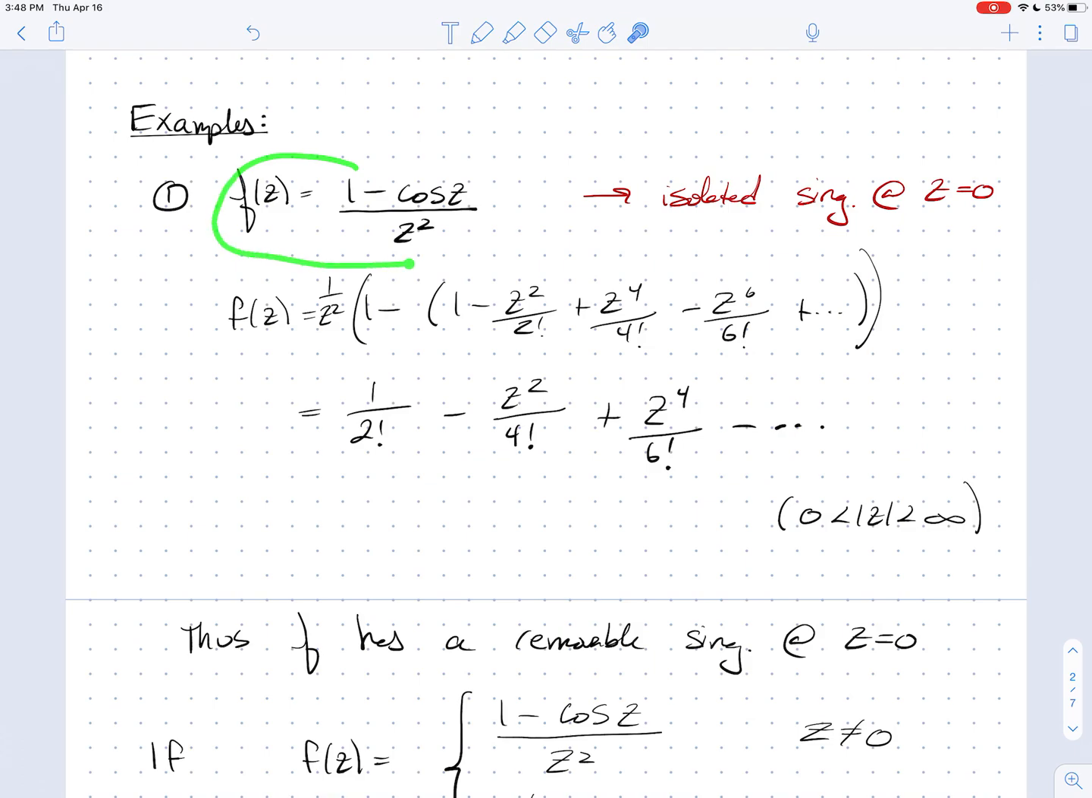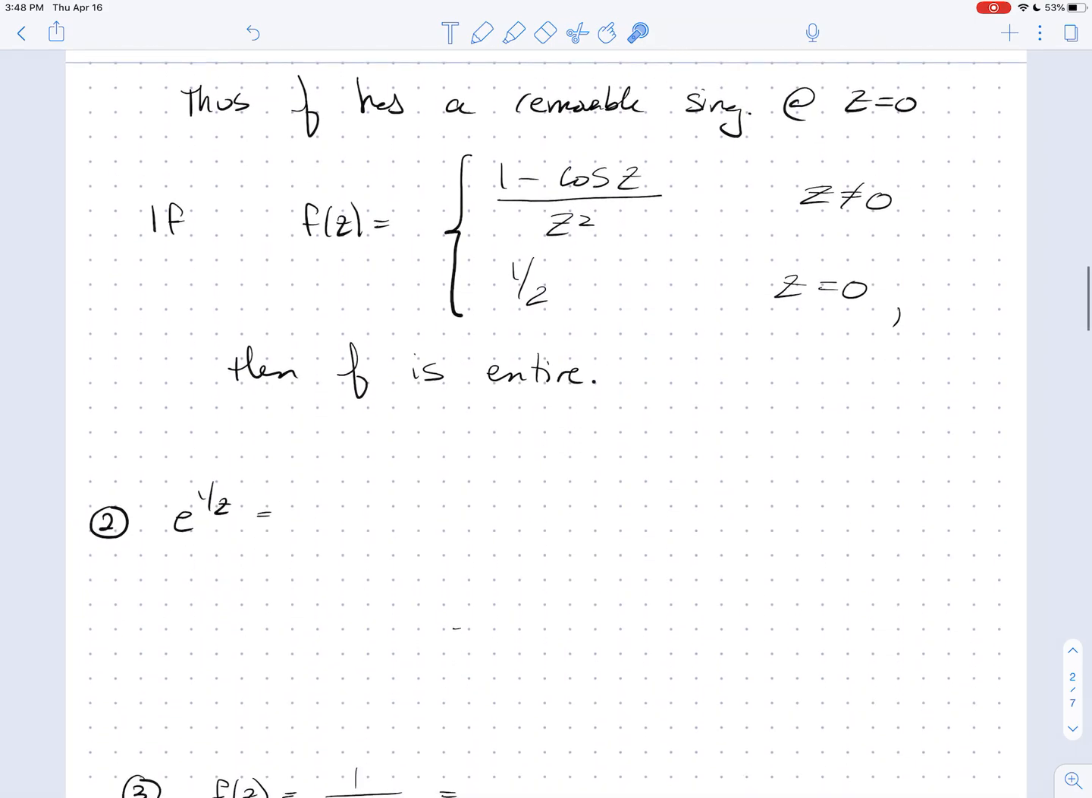And we saw that, again, not by looking at the original formula, but by looking at the Laurent series expansion. And we could see how it goes. Okay, so second, e to the 1 over z. We've played with this one before. Let's just write it down real quick.